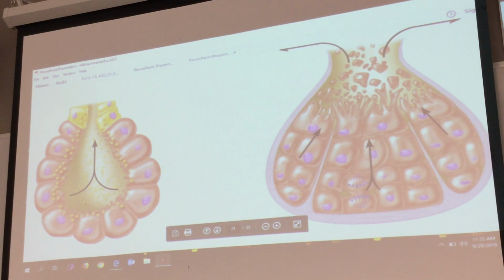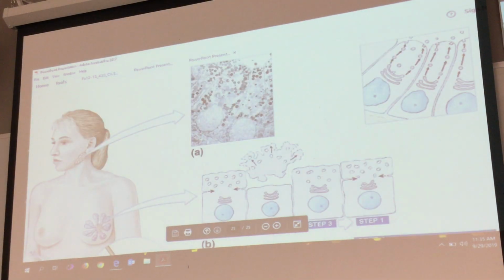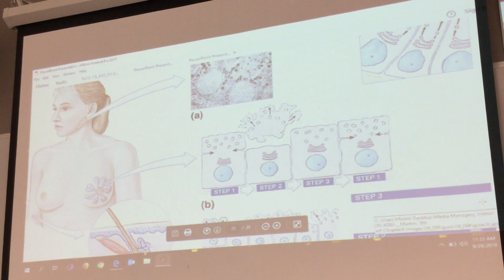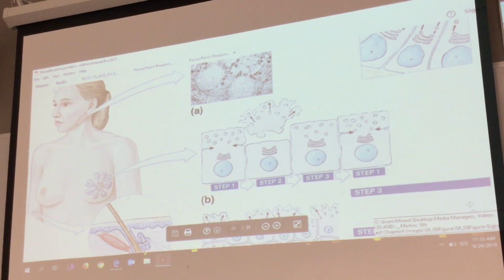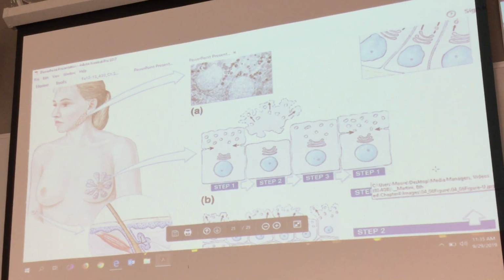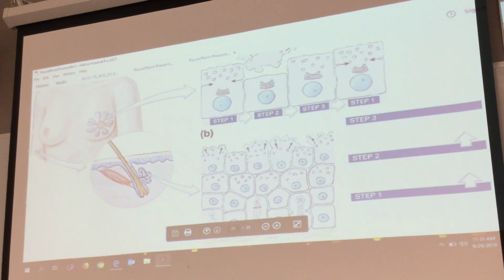Example of a merocrine gland: sweat, both eccrine and apocrine sweat glands. An example of holocrine: sebaceous oil gland. And this mode of secretion, apocrine. And location, mammary gland.